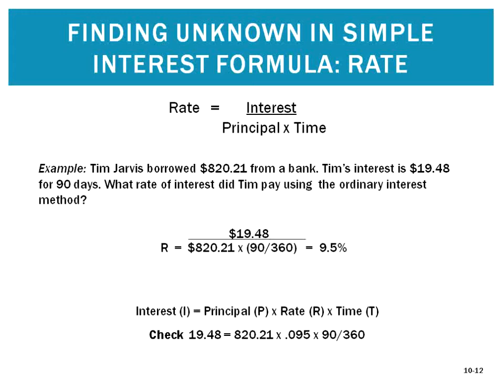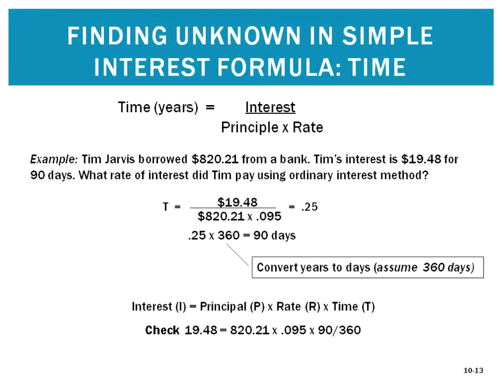9.5%. Again, check it out to make sure that if you were to put it in the calculation, principal times rate times time, 820.21 times 0.095 times 90 over 360, it should work out that your interest is 19.48. And if it does work out, it means you were correct.